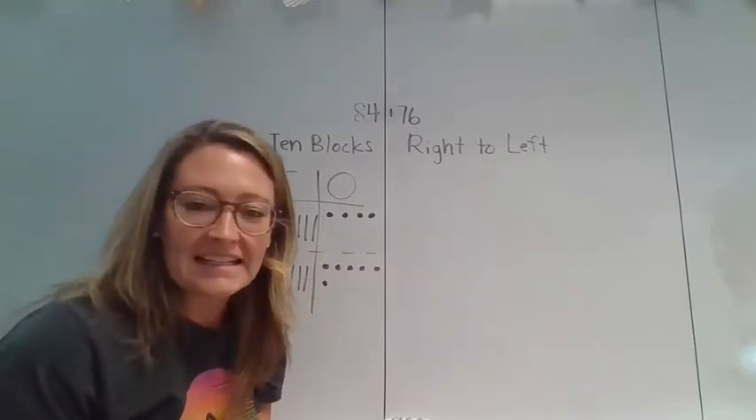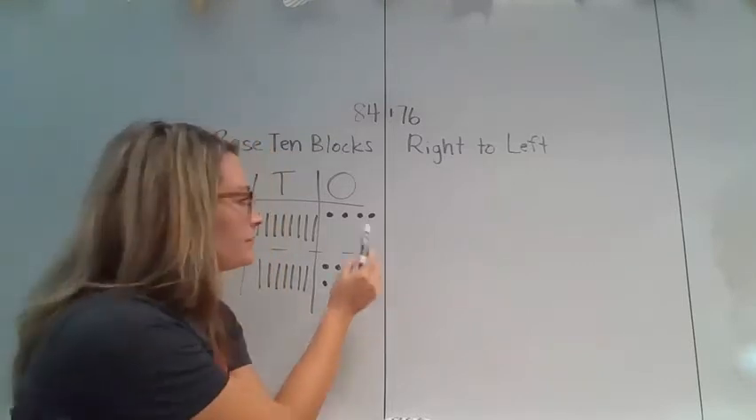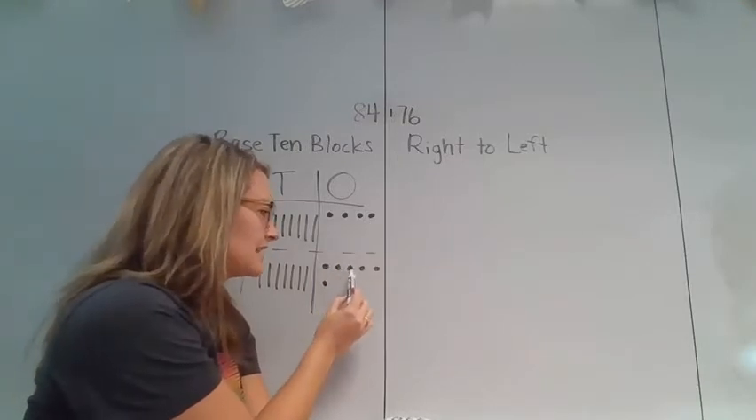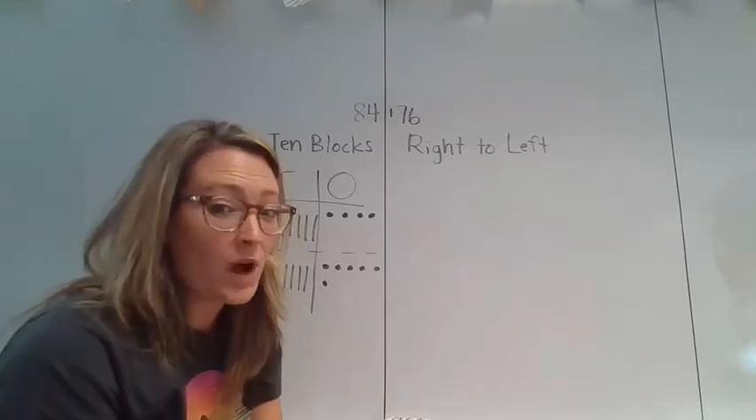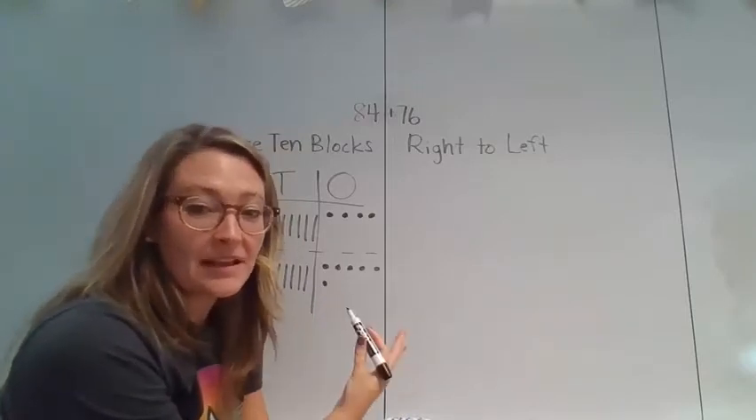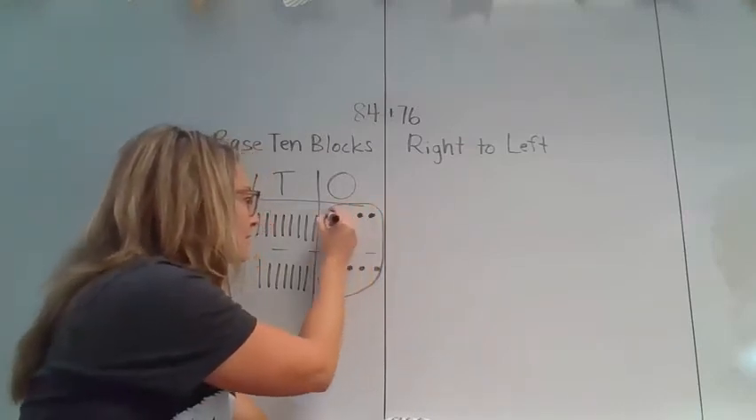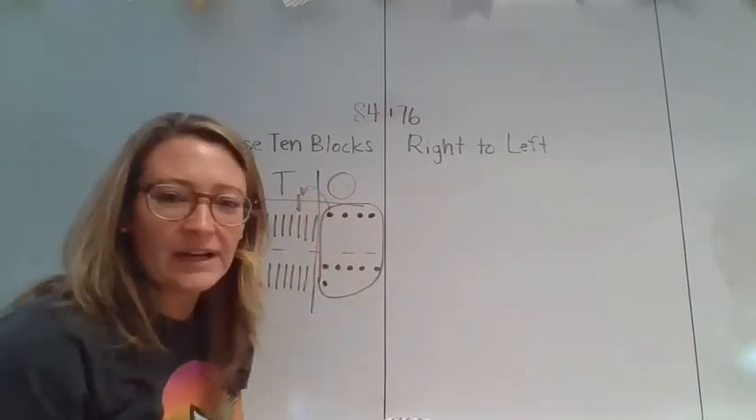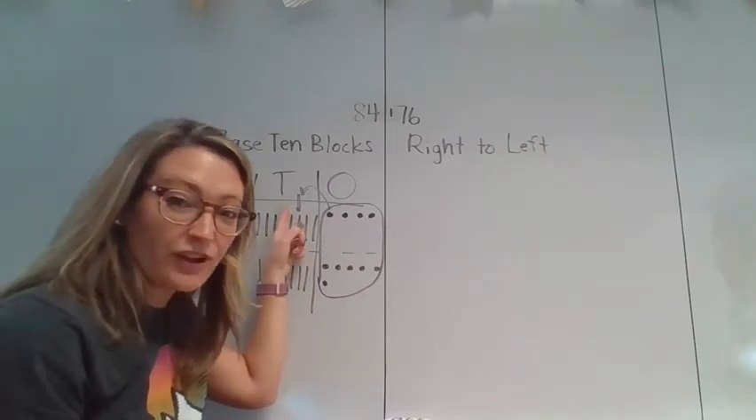Okay, so now I need to combine my ones. So let's count together. Let's see how many ones we have. 1, 2, 3, 4, 5, 6, 7, 8, 9, 10. Can I have 10 ones? I can't. So I'm going to circle these 10 ones and they become a 10. And what I like to do is I like to make my new 10 kind of big so that it stands out so I don't forget about it.